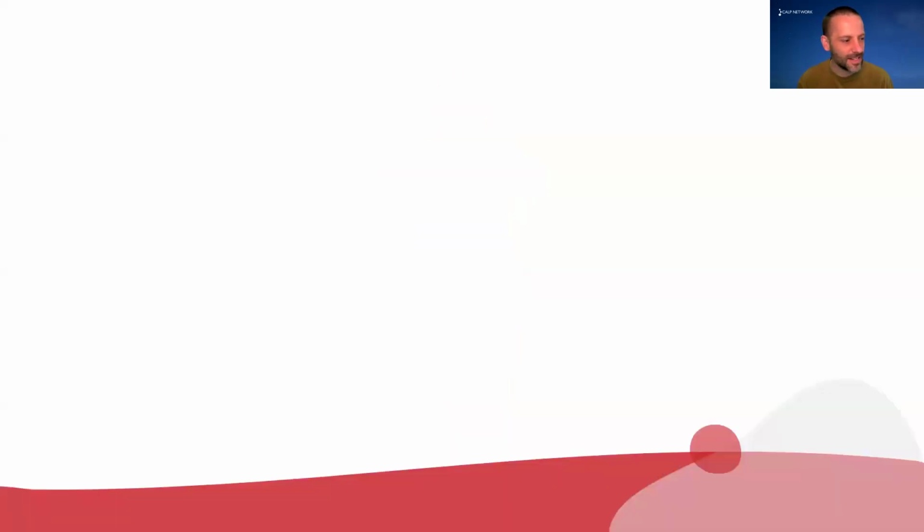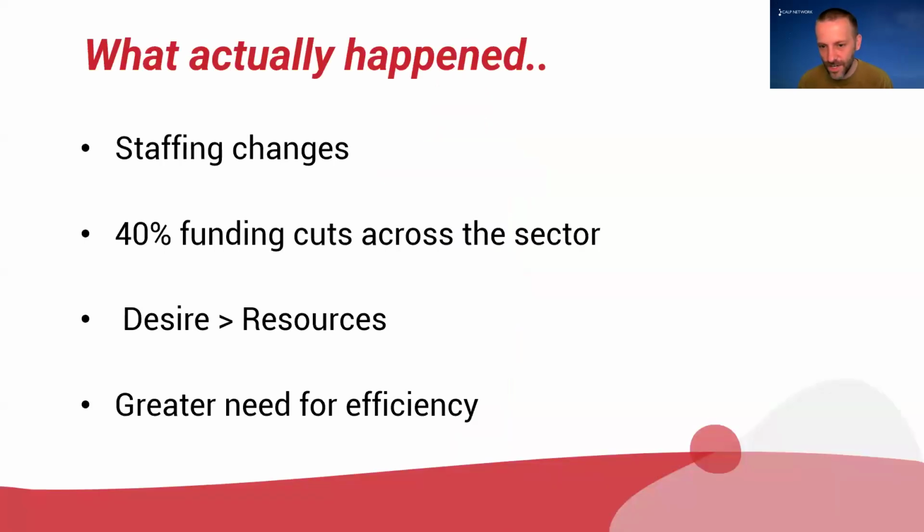And then a few things happened. We had some staffing changes. One of our SMT team, who was our SMT lead for this, left. Then there were the huge funding cuts across the sector, which meant we realized our desire was probably above our resources. We didn't have any spare funds to deploy models or licenses, or employ new SaaS products. So we had to scale back our implementations.